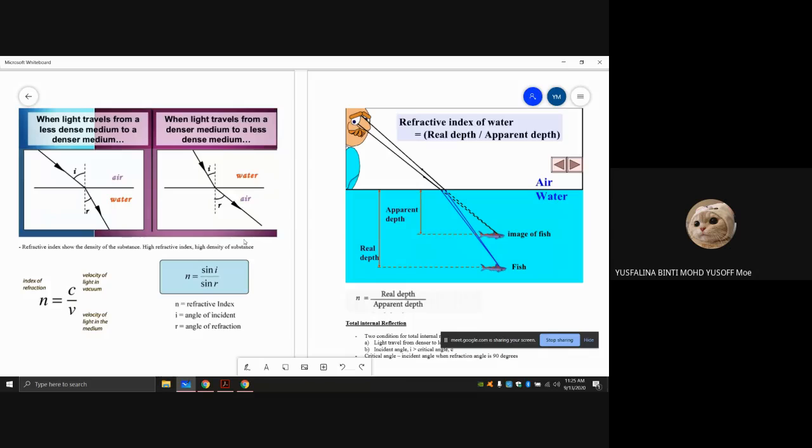Now I think I will give you the exercise before I go to the next topic, total internal reflection and lens.